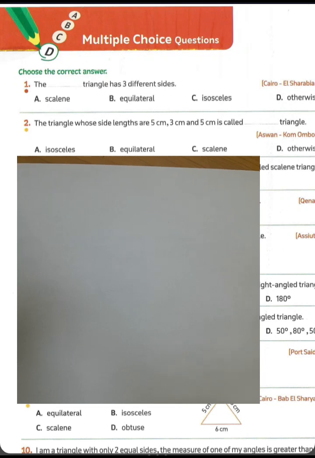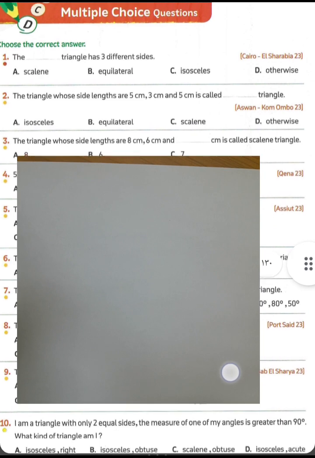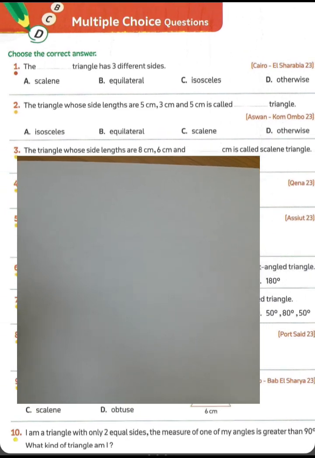Today we'll solve multiple choice questions from the book, page 129. Question number 1.